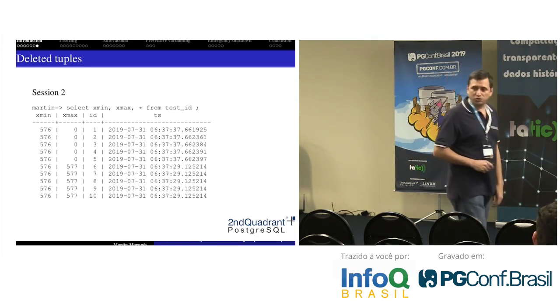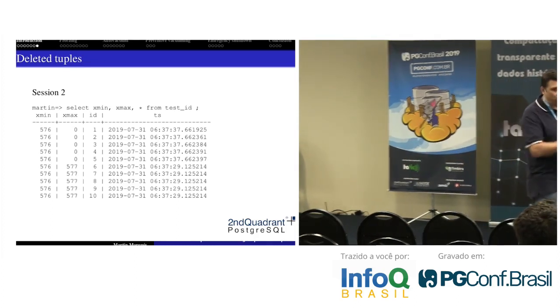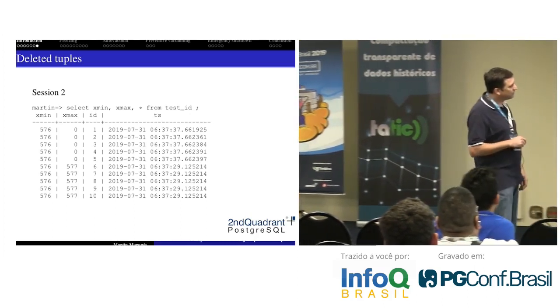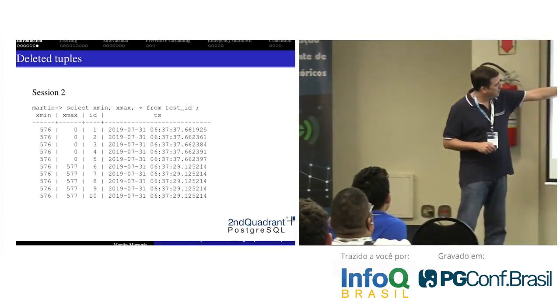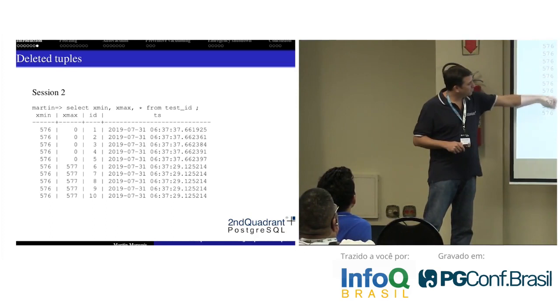But if I have session 2, I don't see the new rows. I still see the old ones, but the old ones have an xmax which is not 0.